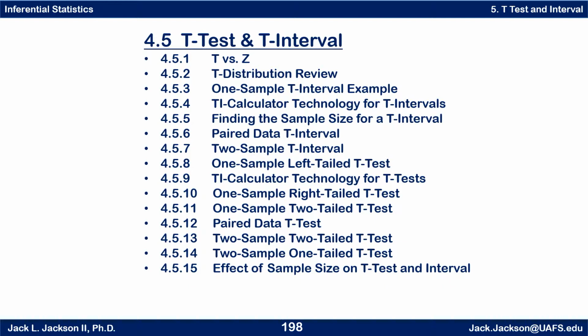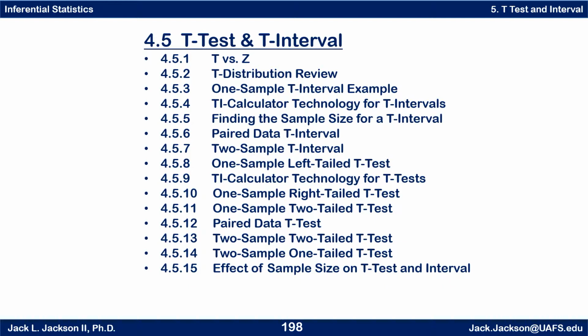So here are the series of videos in this section, little subsections here. This one will be the t versus z part, so we're going to compare t and z distribution. Then we'll have a video where we review some things about t distributions, which we've actually done in our previous unit. We'll then go on and talk about a one-sample t interval, show how the calculator technology works for that, which works pretty much like it does for the z intervals. Then we'll find the sample size for t interval, which is a little bit tricky.